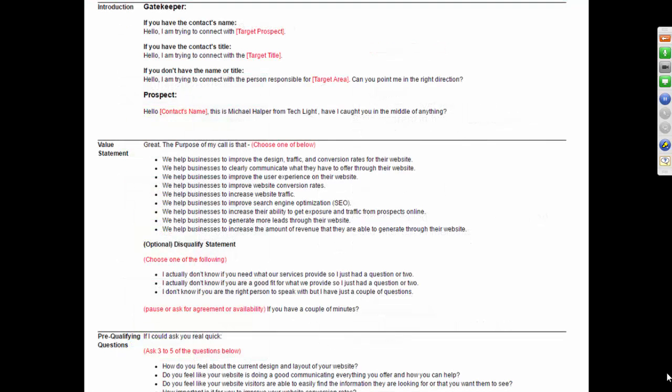Now let me show you some examples of scripts and documents and examples of conversations. These are actually documents that are pulled out of SalesScripter. So this is a document that is a call script, and there are a few things I want to point out here, and I'm just going to use my mouse so that you know what I'm looking at. Here's an introduction, a prospect introduction. So, hello, Mrs. Prospect, this is Michael Halper from TechLight. Have I caught you in the middle of anything?